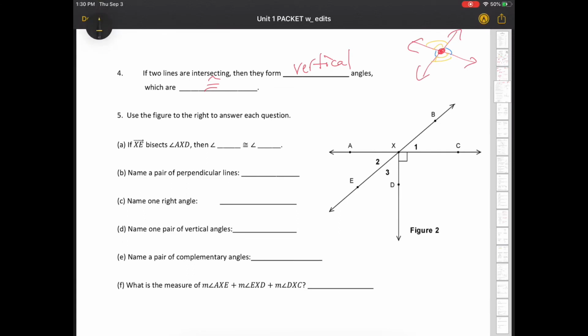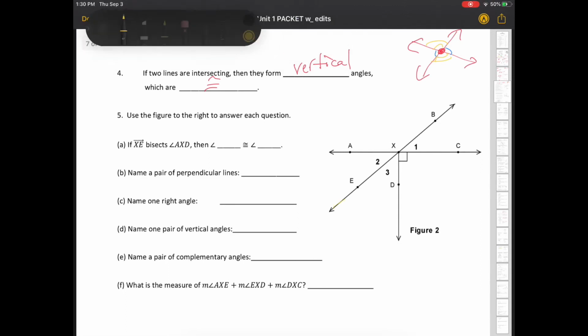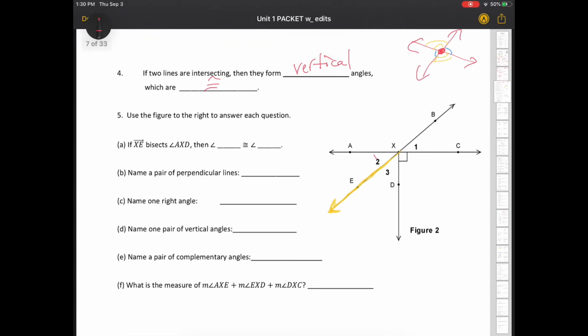For A, it says if ray XE, so let's go ahead and take a different color and highlight XE. That would be this right here. It bisects AXD. If it bisects an angle, the two angles that it created are congruent. So angle 2 and angle 3 would have to be the same measure. So we can say now AXE, this angle here, and DXE are congruent.